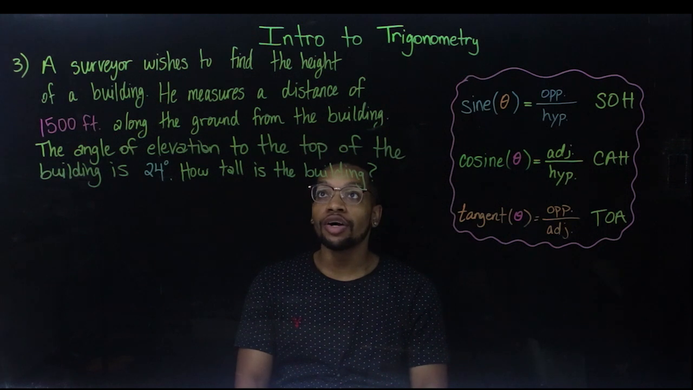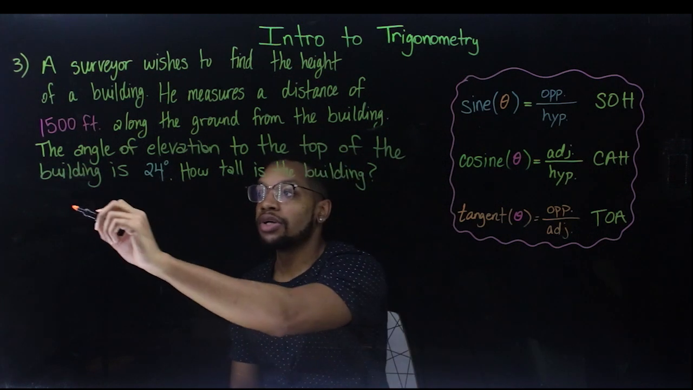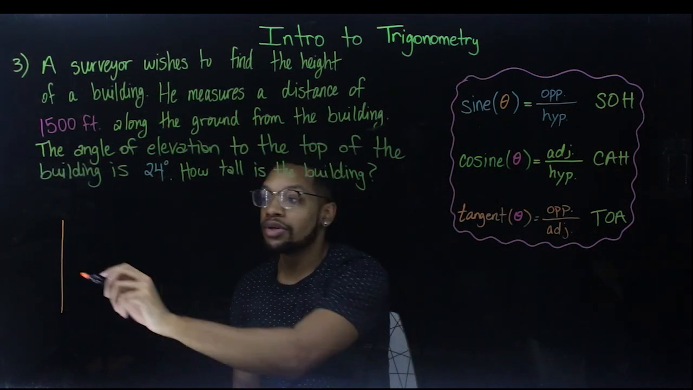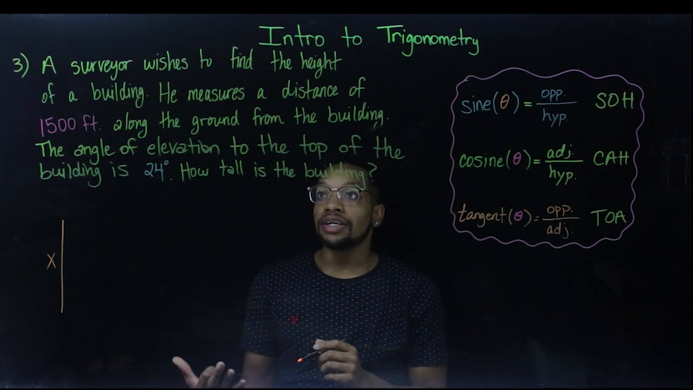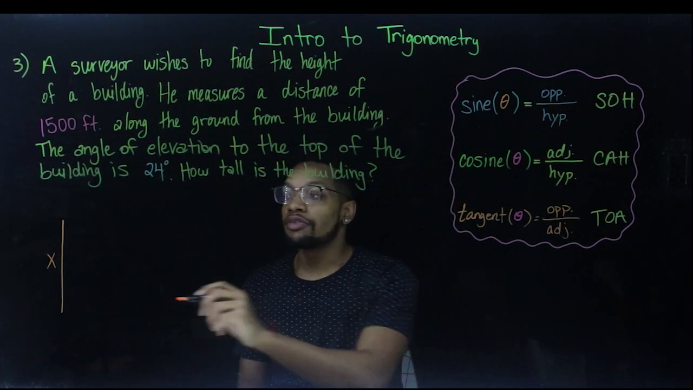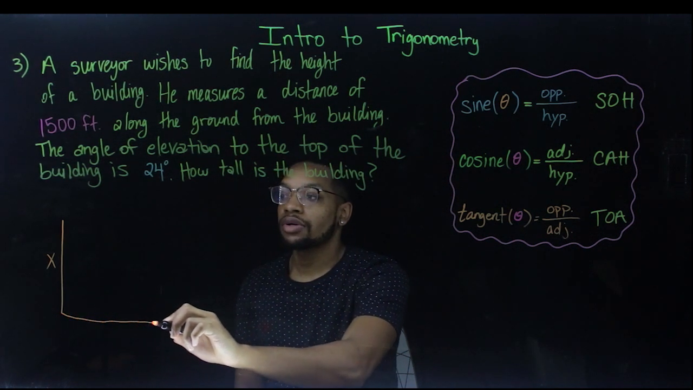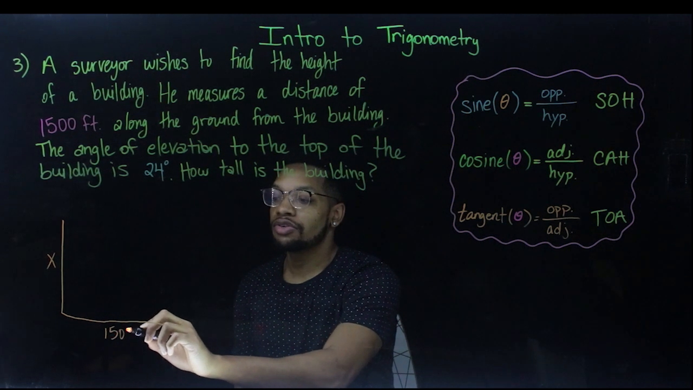All right, so in this last example, we got another word problem. It says a surveyor wishes to find the height of a building. So right then and there, we know we have a building represented by this line and we're trying to find the height of that building. So let's just put an X. All right, he says he measures a distance of 1,500 feet along the ground. So that distance right there is going to be 1,500 feet.